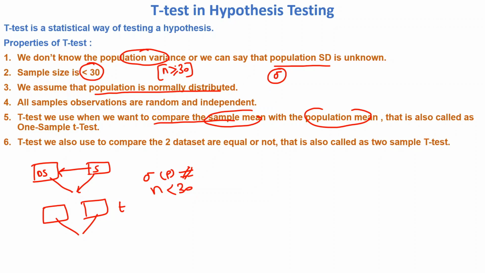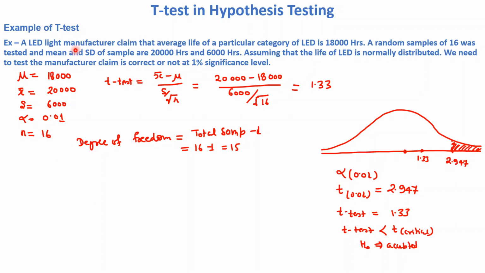So let's understand by one example here. Let's say an LED manufacturer claims that the average life of a particular category of LED is 18,000 hours. A random sample of 16 was tested, and the mean and standard deviation of the sample are 20,000 hours and 6,000 hours. Assume that the life of the LED is normally distributed. We need to test whether the manufacturer's claim is correct or not at a 1% significance level.